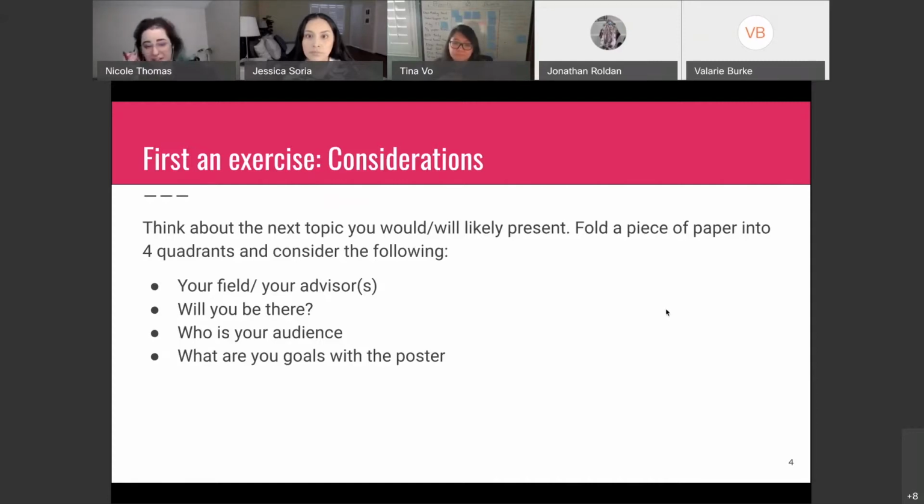So that's a really fun exercise to get people started in terms of thinking about what you're going to include on your poster. A lot of times this is useful for when you know that there's a conference or a presentation in mind that you want to do. You don't necessarily know where to start with it. This is a great way to structure what you're going to be including on your poster.